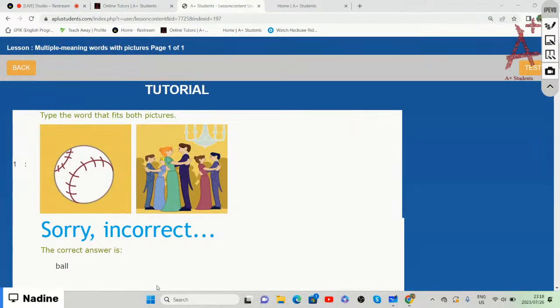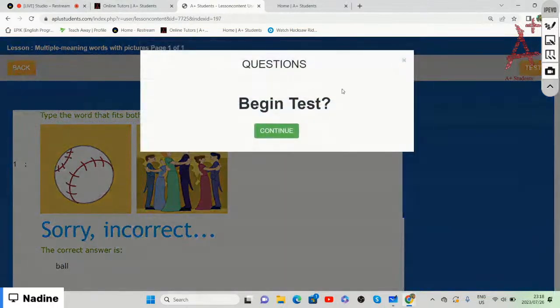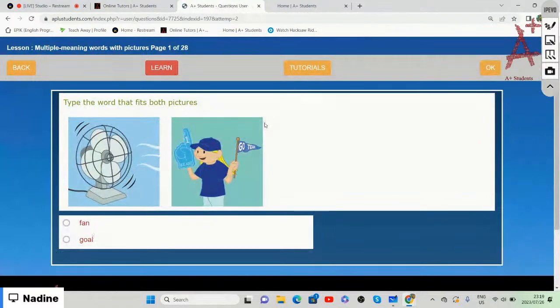Where we had to identify a specific word that fits both pictures. So now we are going to test ourselves on multiple meaning words with pictures. So we're going to begin our test. All right, you need to type the word that fits both pictures. The first picture that we see, firstly we need to choose between fan or goal. So fan or goal.